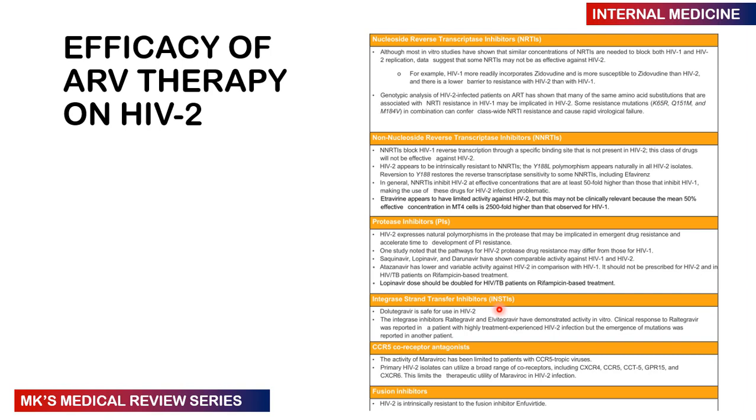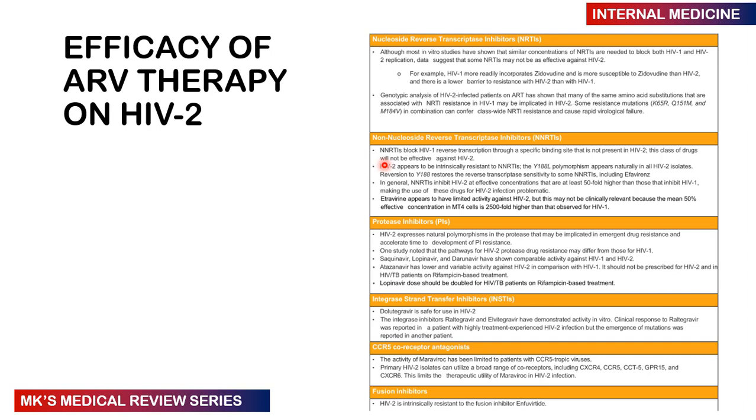And of course, some viruses can express the CCR5 receptors. And Maraviroc can be used in HIV type 2 infection because it does express some of these receptors. But of course, there are other co-receptors that are expressed. And HIV type 2 is resistant to enfuvirtide, so it's not going to work. Then the non-nucleoside reverse transcriptase inhibitors, most of them have limited activity and rather develop resistance.